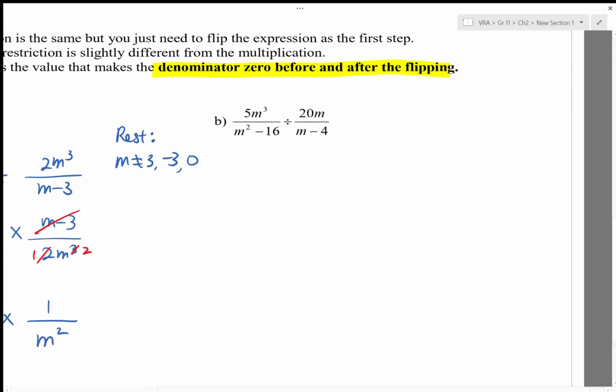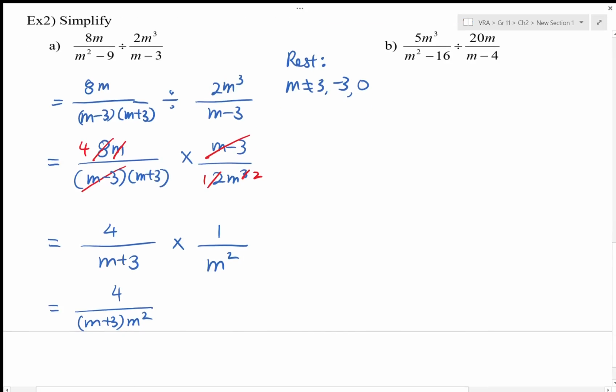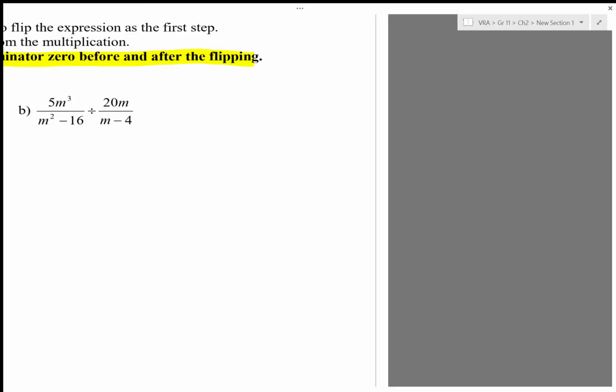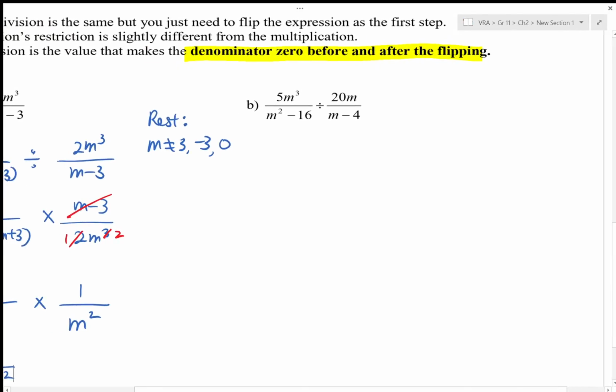Now let's try b. Okay, so this was the a. Now let's try b. Now b, same way, it's the same division. So what I want you to do is try this by pausing the video. So pause the video now and try this. Hopefully you have tried it.